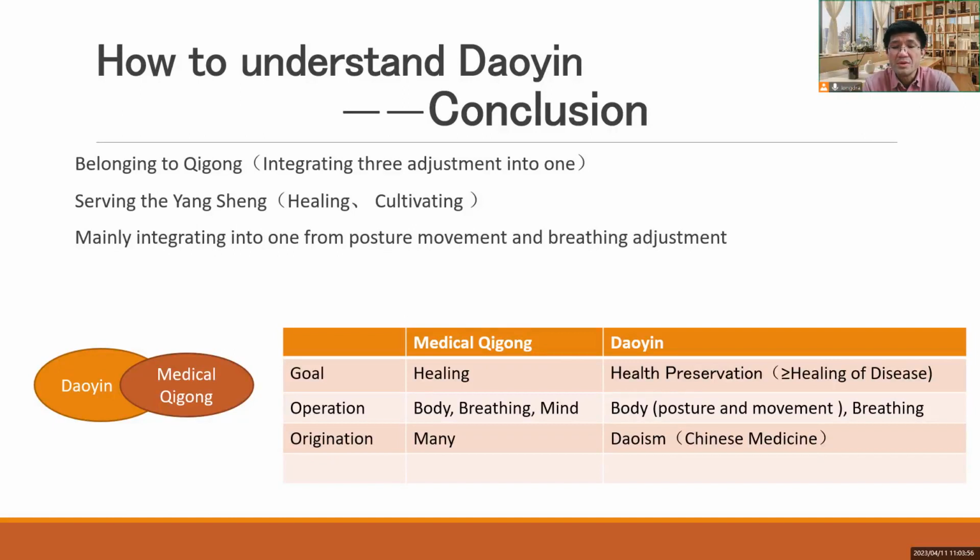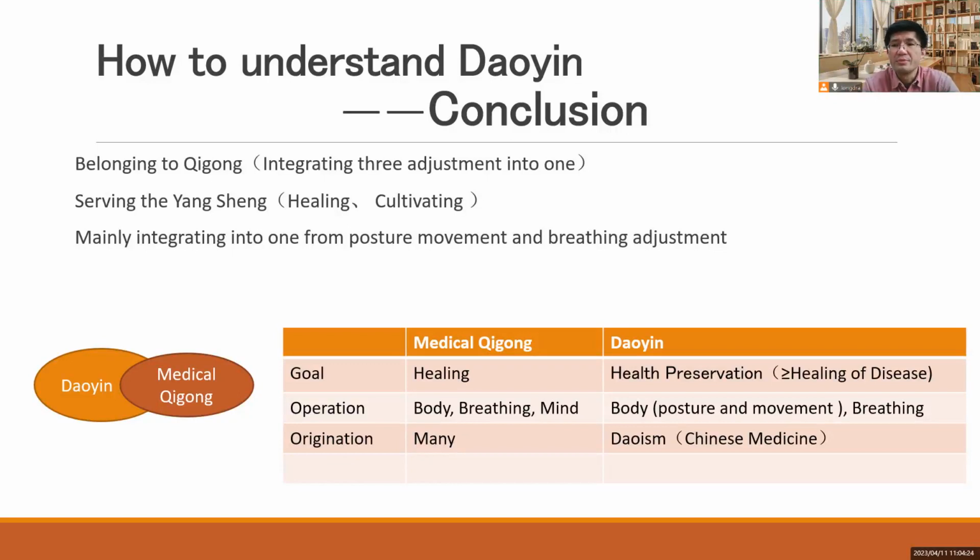Everybody knows Qigong now is defined as a skill of body-mind exercise that integrates the three adjustments of body, breath, and mind into one. Therefore, it is appropriate to attribute Daoyin practice to the category of Qigong.